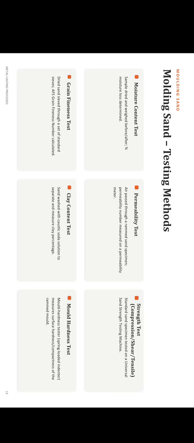Grain fineness test: grained sand sieved through a set of standard sieves. AFS grain fineness number calculated. Clay content test: sand washed with caustic soda solution to separate and measure clay percentage. Mold hardness tester measures surface hardness and compactness of the rammed mold.